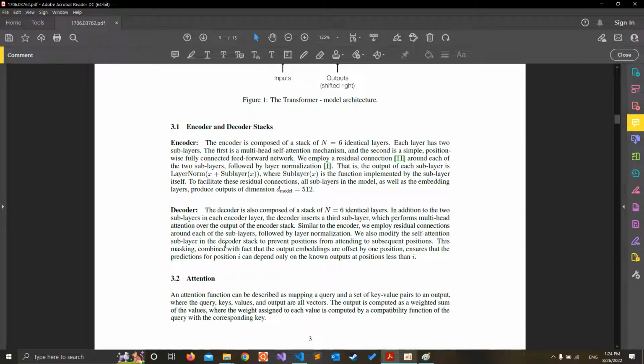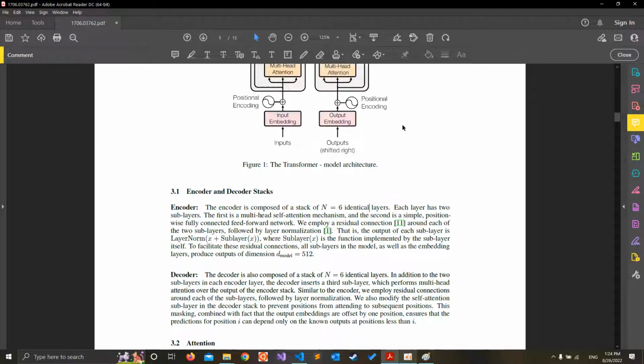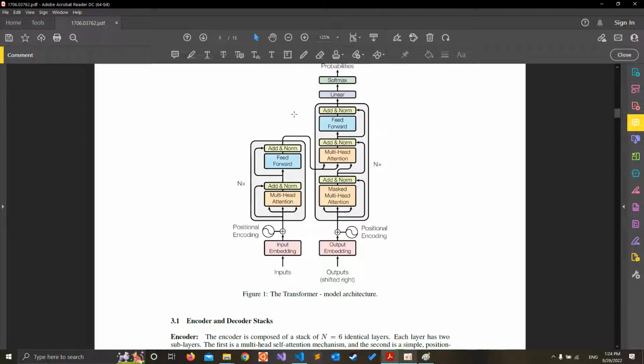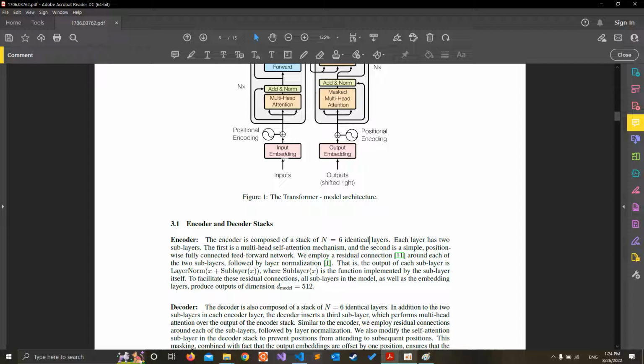Okay, let's talk about the encoder and decoder stacks. The encoder is composed of a stack of N equals 6 identical layers, which we cannot see exactly here, but each layer has 2 sublayers. The first is the multi-head attention, which we talked about here, and the second is a simple position-wise fully connected feed-forward neural network. They employ a residual connection, which is the add in here. This is a residual connection around each of the 2 sublayers, followed by a layer normalization.